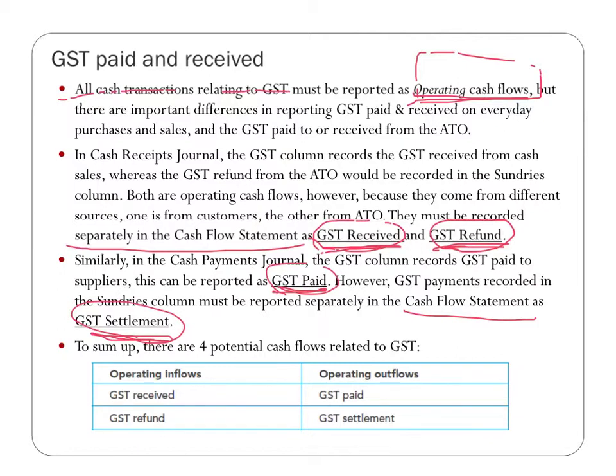Have a look at the table here. To sum up, there are 4 potential cash flows related to GST. These 4 cash flows are all reported under the operating heading. Operating inflows can be either GST received or GST refund. Operating outflows can be either GST paid or GST settlement.